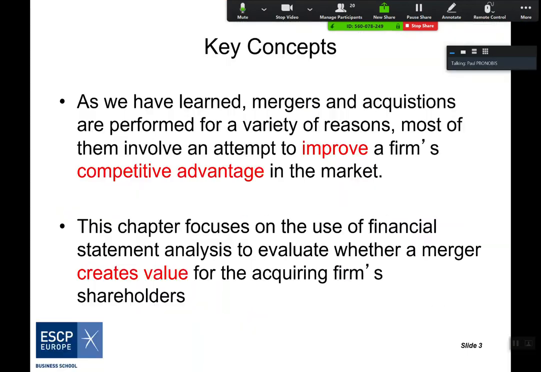as a broad concept, what we are looking for in this merger report is whether we think that the merger creates any value for the acquiring firm's shareholders. This is the ultimate goal that we're looking at, and this is why we are analyzing the strategic fit of the acquisition, as well as the rationale for the purchase price.